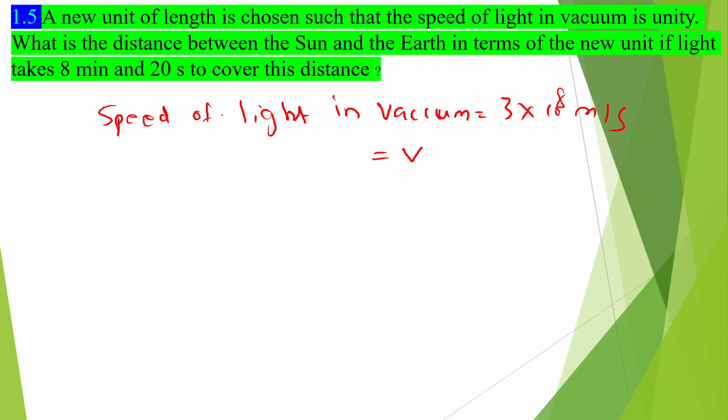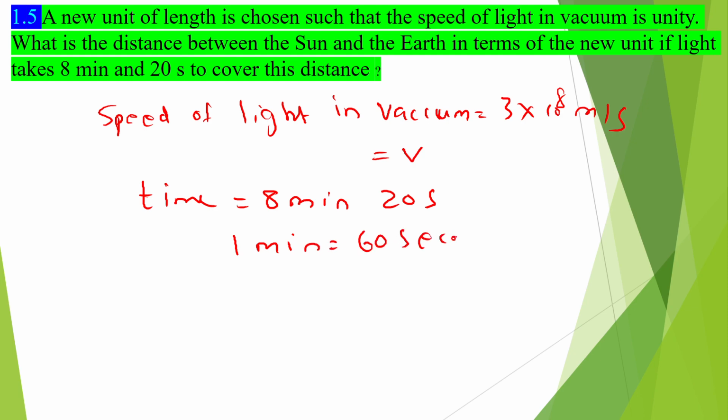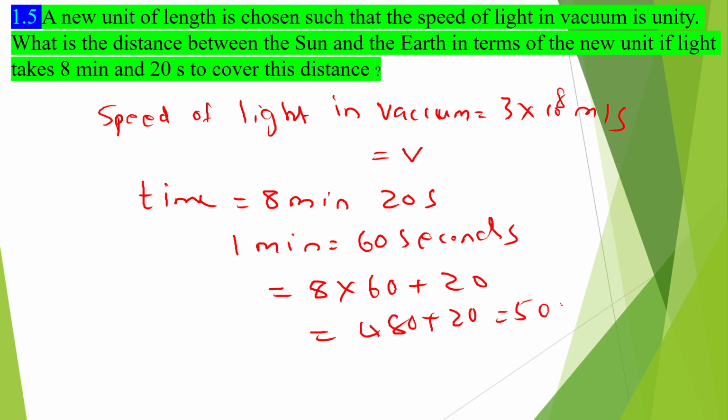Light takes 8 minutes and 20 seconds. So time you have to consider, time is equal to 8 minutes 20 seconds. So this is a combination of minutes and seconds. You know that 1 minute is equal to 60 seconds. So we can write it as 8 multiplied by 60 plus 20. So 8 into 60 is 480 plus 20, that is equal to 500 seconds.